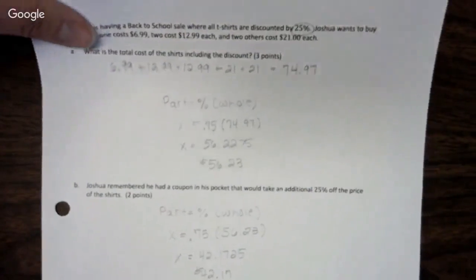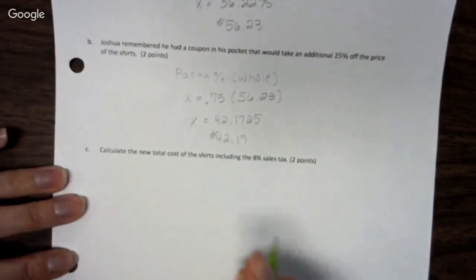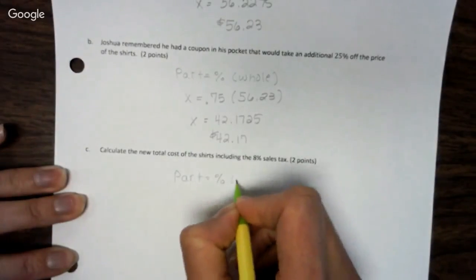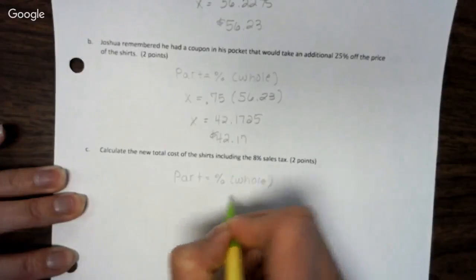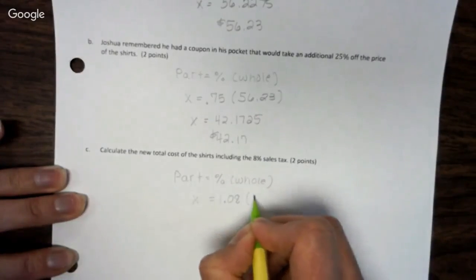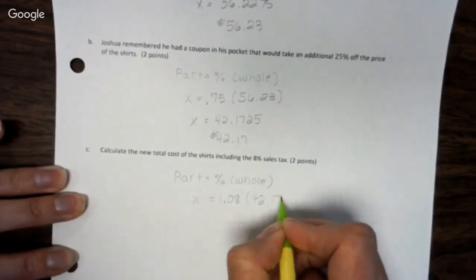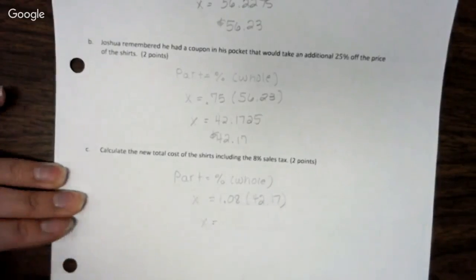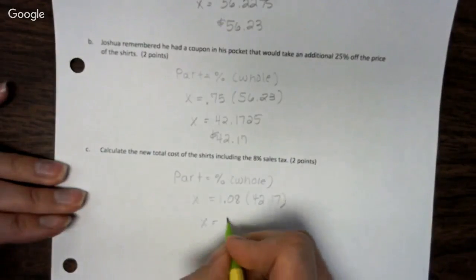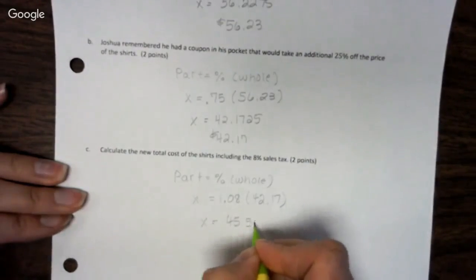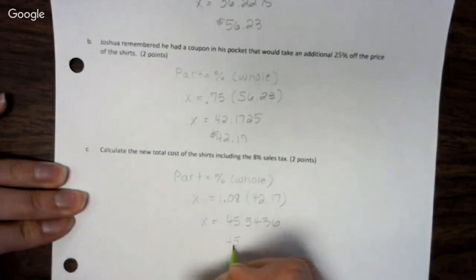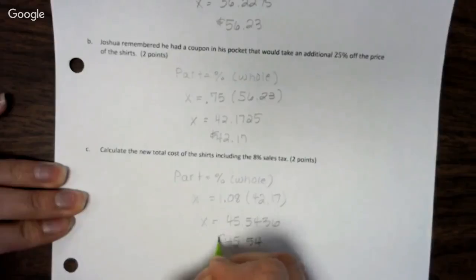All right, and the last part. Now we have 8% sales tax. So part equals percent times whole. So sales tax is added, so we're going to add it to 100. And the total we have is $42.17. Times 1.08 gives $45.5436, which is $45.54.